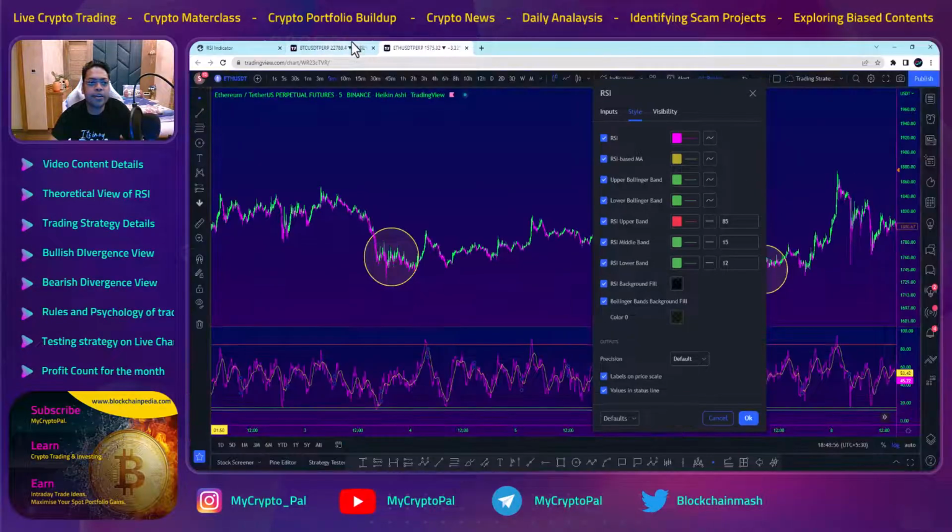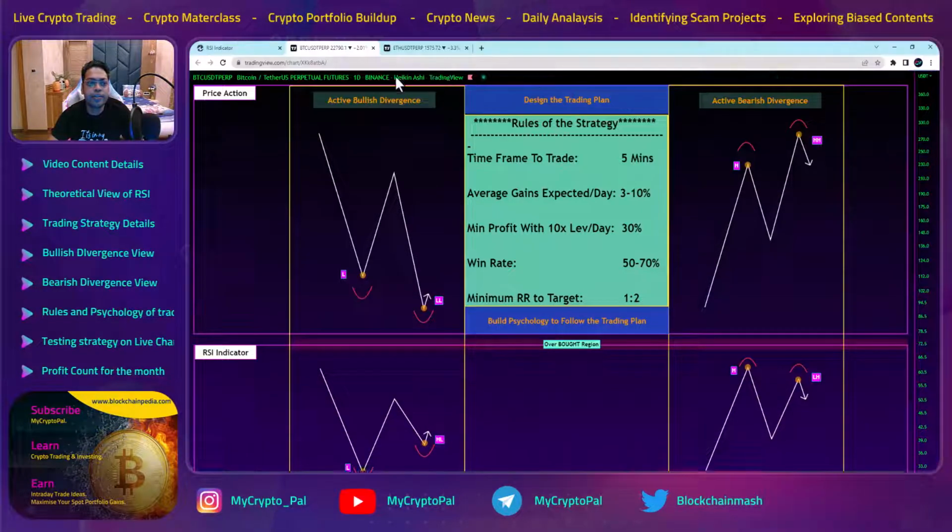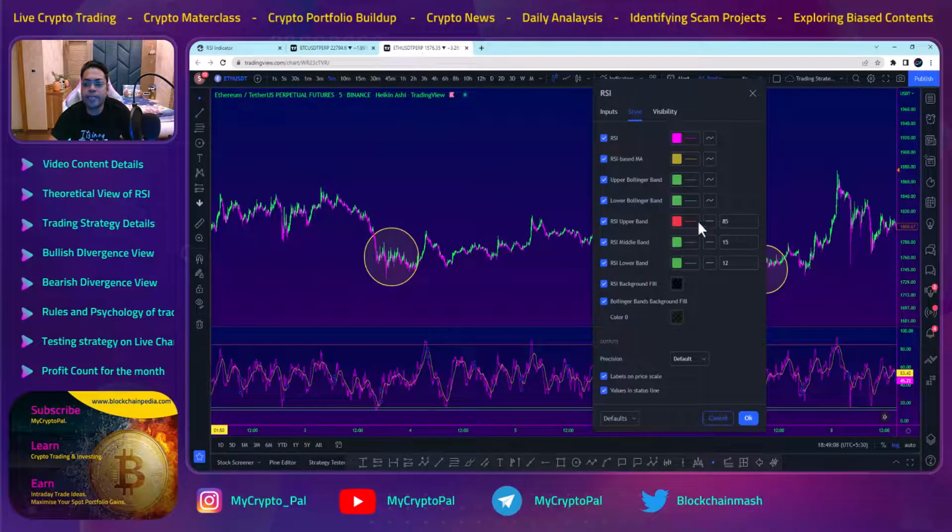If you do not understand what I mean, guys, you can see that here is the overbought region, that's why it's marked in red, and here is the oversold region, that is why it is marked in green. In the same way you have to plot this. So the overbought you have to put as 85, and for the lower, what I have done is I have defined a zone from 15 to 12.